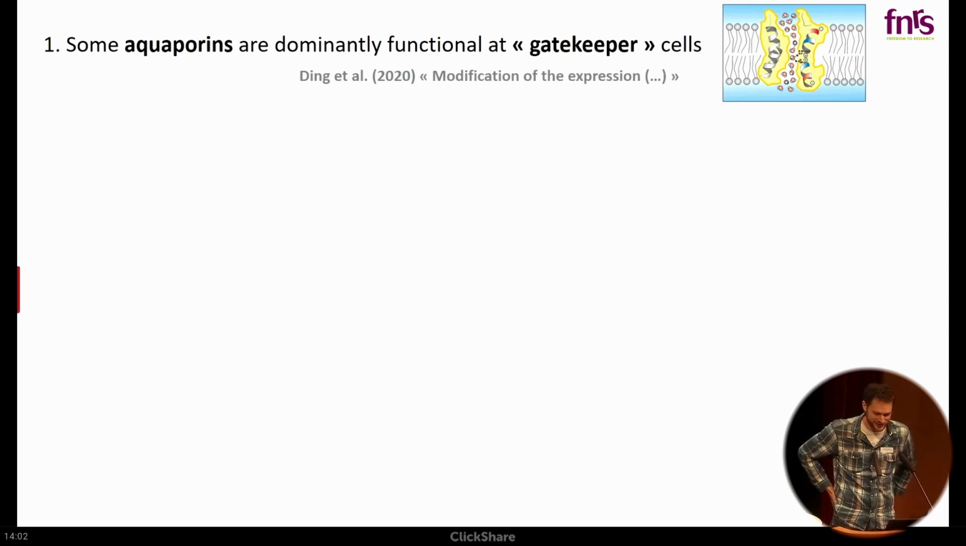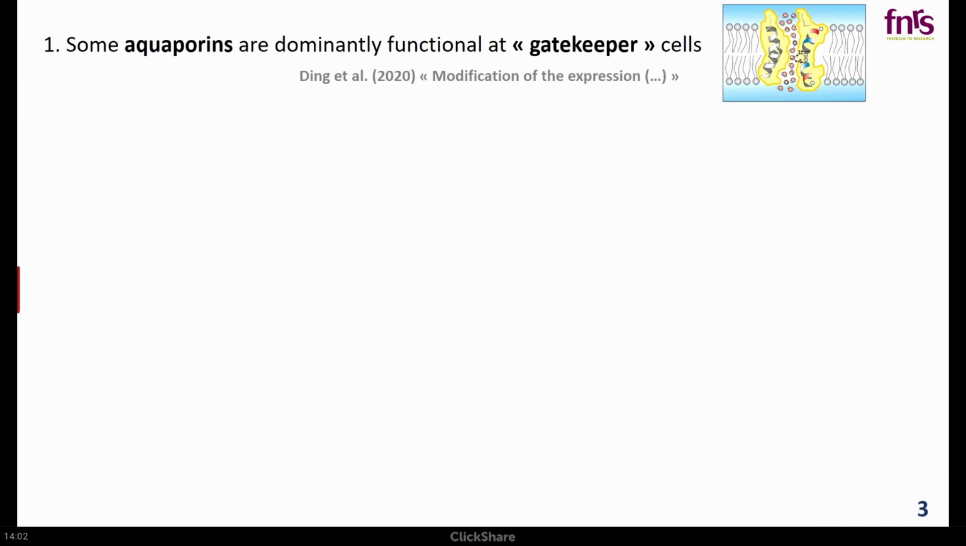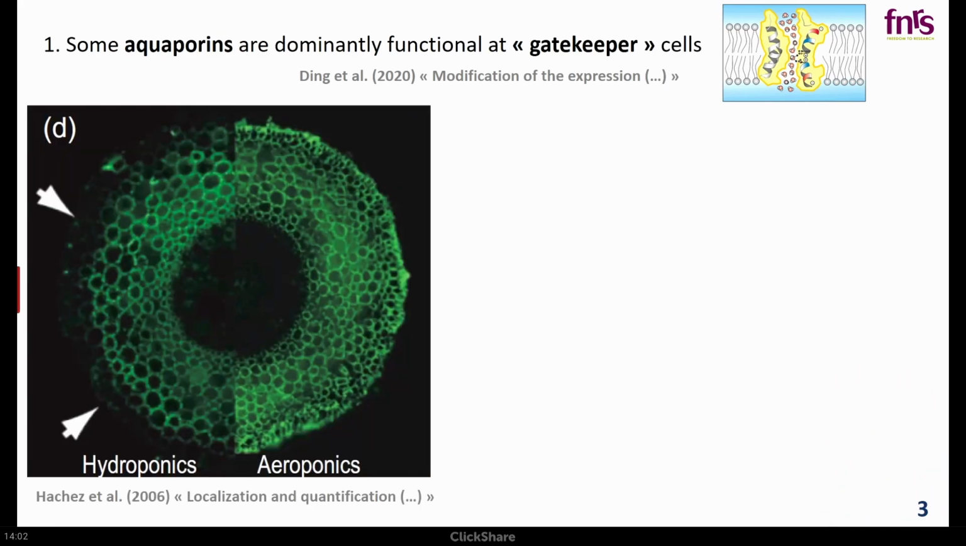Okay, the first story is about aquaporins. So you may know that these are protein channels that go through the cell membranes, and they're really key players for the water transport across plant tissues. And there's been some work going on in the past by Christophe Morel and also by François Chaumont. And you can see here in this specific figure, on the left, the distribution of these aquaporins in hydroponics conditions, and on the right, in aeroponics conditions. And you can see that there's a difference in the pattern.